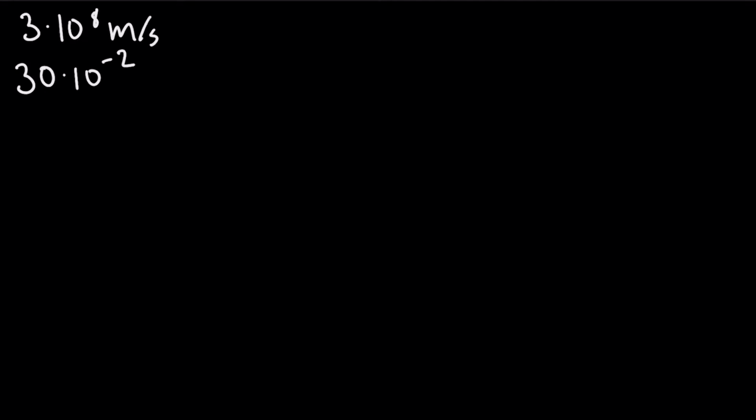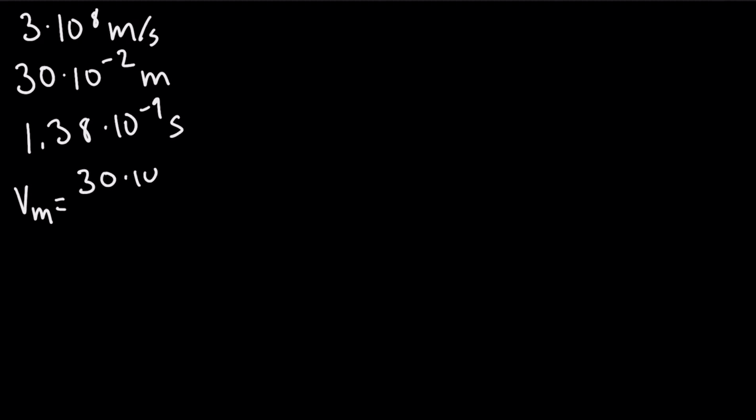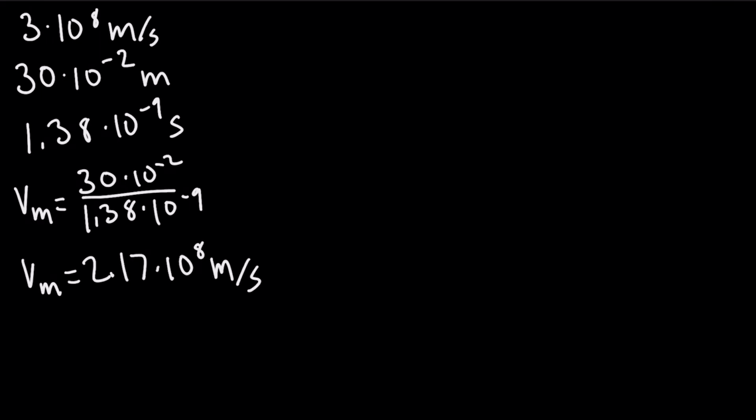So in going about this problem, I want to first find the speed of the light in the liquid. We can easily find that by taking 30 centimeters, or 30 times 10 to the power of negative 2 meters, and dividing that by the amount of time that it takes for the light to travel through that liquid, which is 1.38 nanoseconds, or 1.38 times 10 to the power of negative 9 seconds. From here, we get a speed of 2.17 times 10 to the power of 8 meters per second.